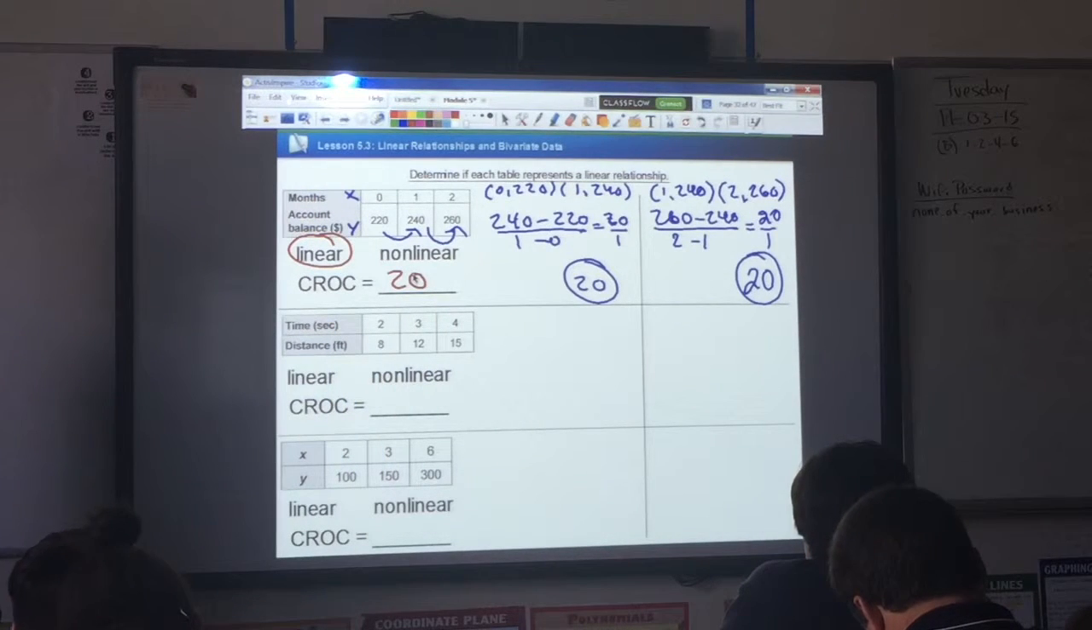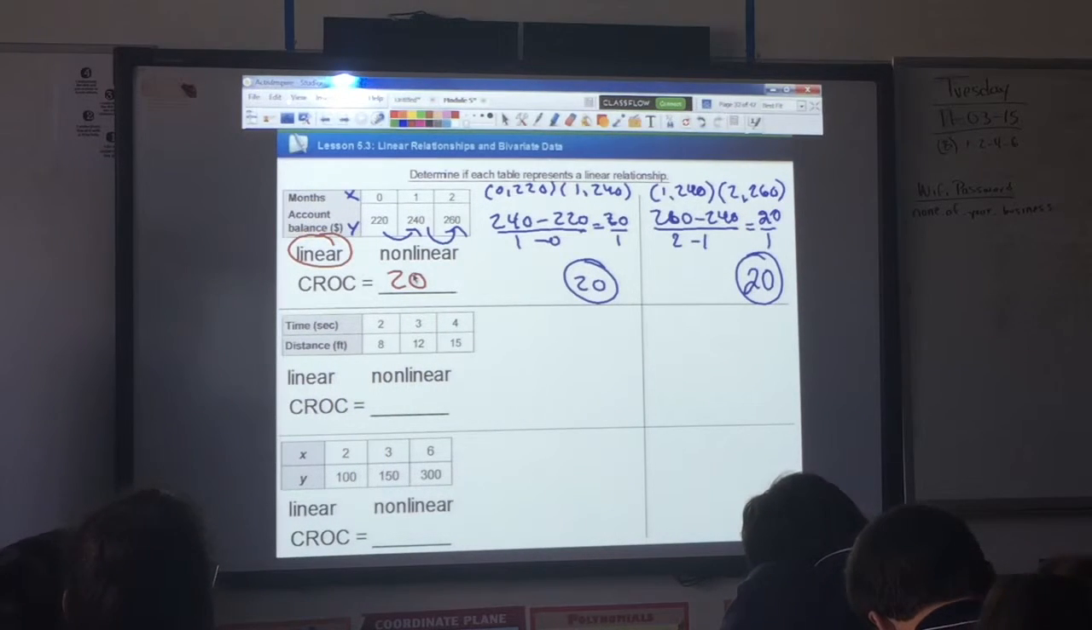2 more examples. We really want to make sure this is driven home. It's also giving us extra practice on the slope.